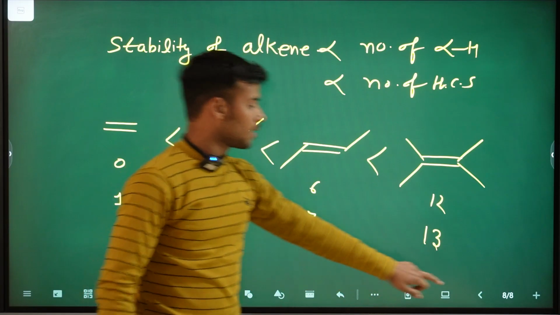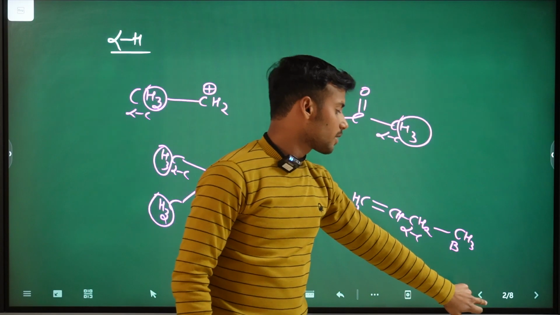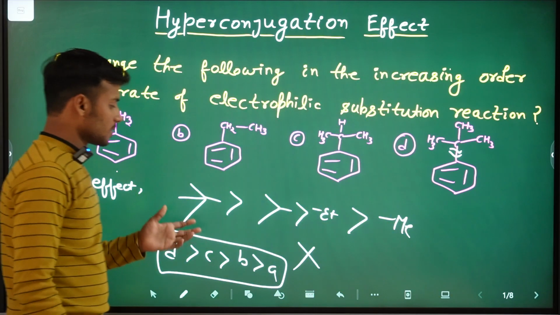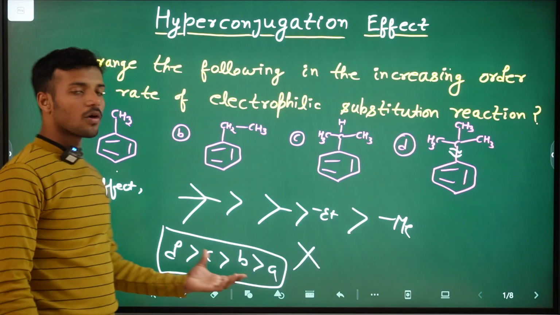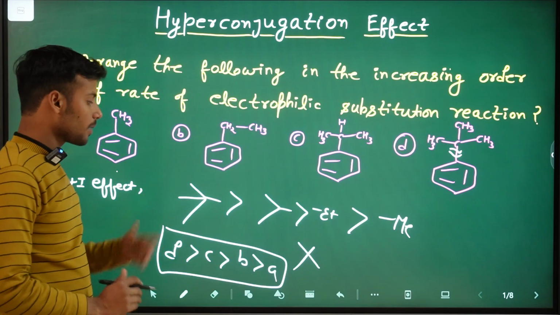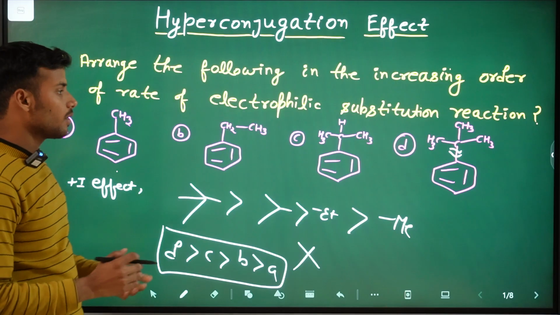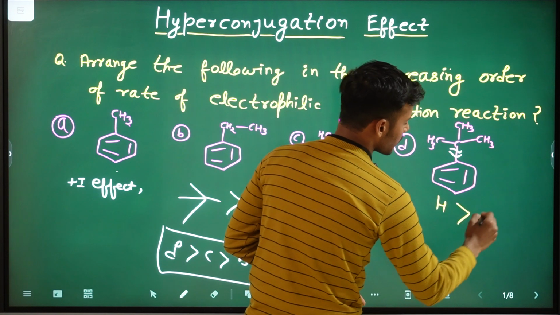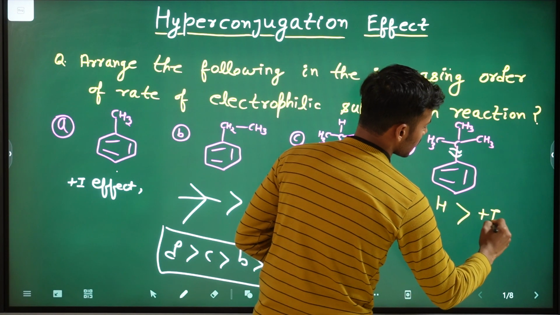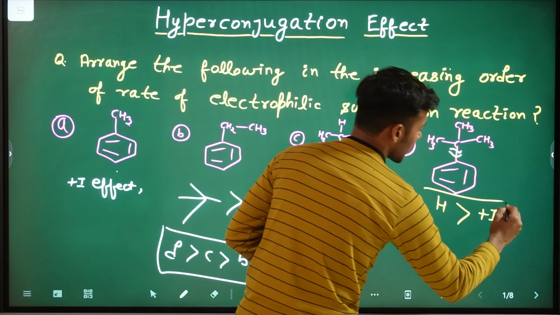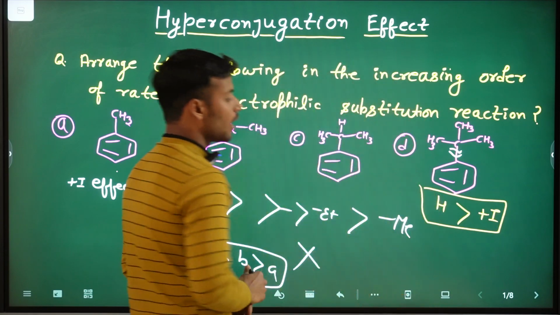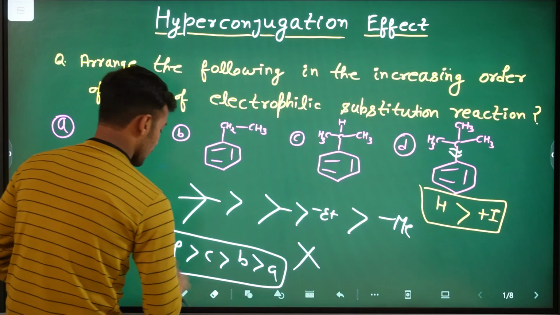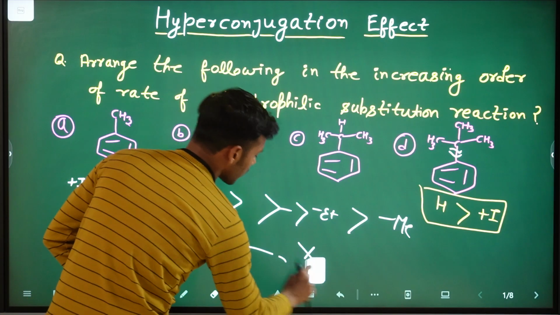Now I am interested to discuss the previous question. This answer is wrong according to the hyperconjugation effect. And one more important thing, hyperconjugation effect is always dominant over the plus I effect. Note that point, hyperconjugation effect is always dominant over the plus I effect. So what is the right answer of this question?